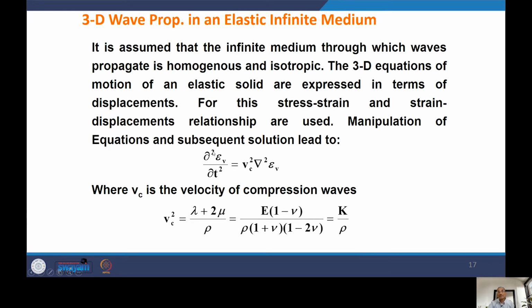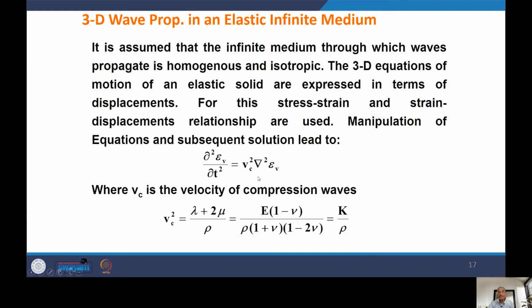So what is done? You have three equations, called the equations of motion, and in these equations, whatever stress and strain there is, you try to represent in terms of displacement. And how can you do that? You need to use the stress-strain relationship and then the strain-displacement relationship. Finally, manipulations of equations are done, and you get the solution of this equation, where epsilon v is nothing but the volumetric strain, which is epsilon x plus epsilon y plus epsilon z, that is, the sum of normal strains in all three directions.